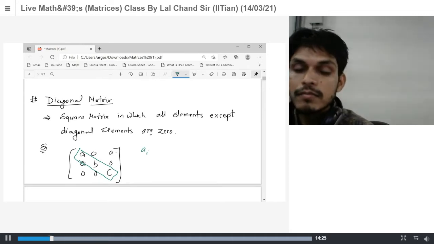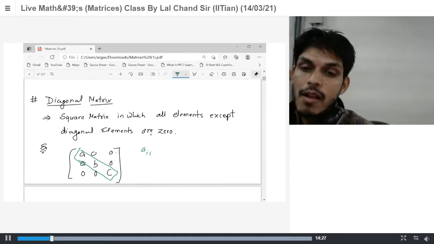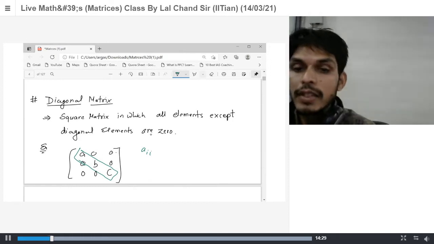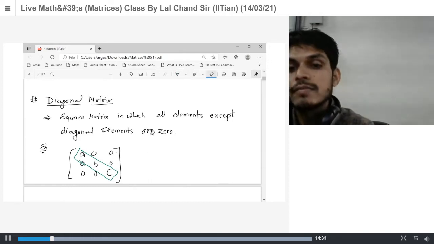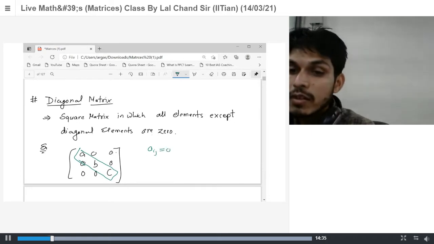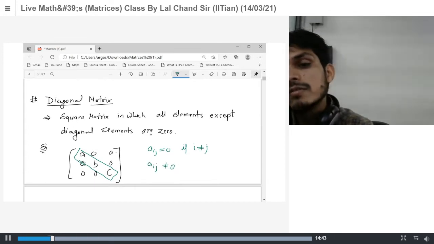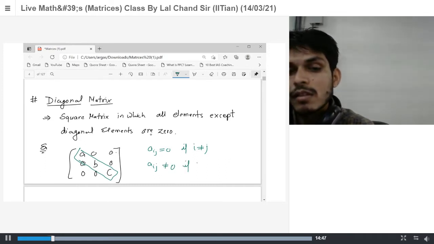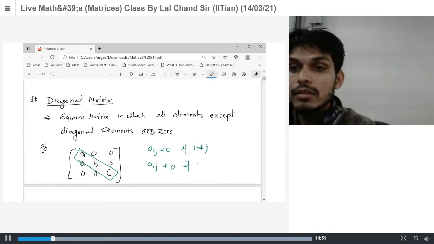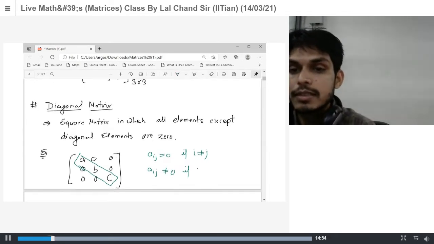So we can say a_ij is equal to 0 if i is not equal to j, and not equal to 0 if i equals j, or maybe not all equal to 0. So let us erase this.